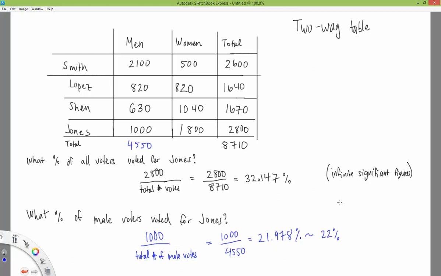Okay, and notice this question is different from this one. What percentage of Jones's voters, let me just write Jones apostrophe, were male?